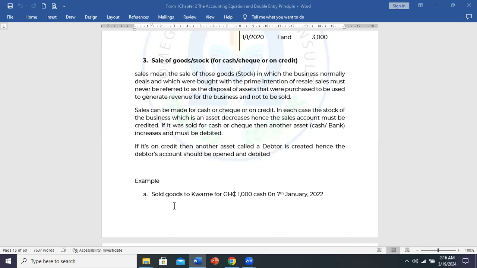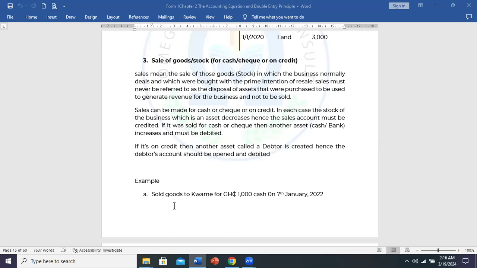So I want you to acknowledge that when we're referring to sales, we can have the cash sales and the credit sales. The cash sales are those sales that are made for cash or check. And then credit sales are those that are done without taking money. The customer would pay later.